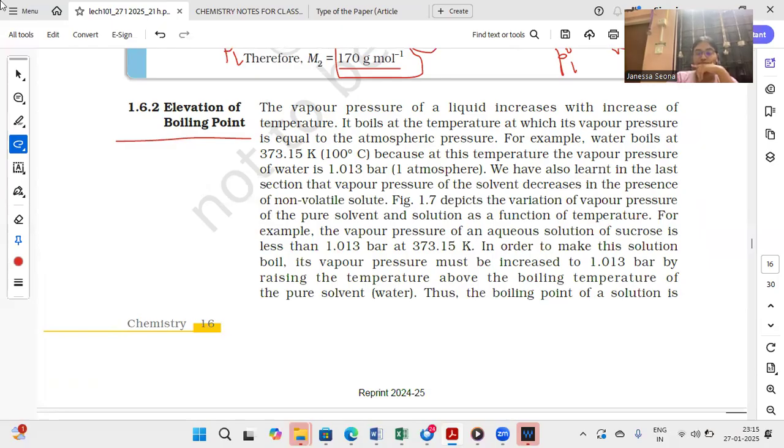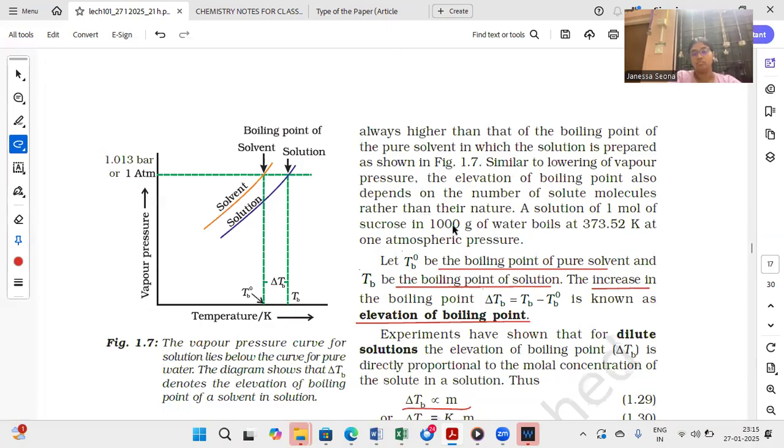elevation in boiling point. Elevation means increase. The increase in boiling point. Simply, you can see from here, this is the boiling point temperature. This is the vapor pressure. When we add a solute, the boiling point is increasing from T1⁰ to TB. This is what is called the elevation in boiling point.